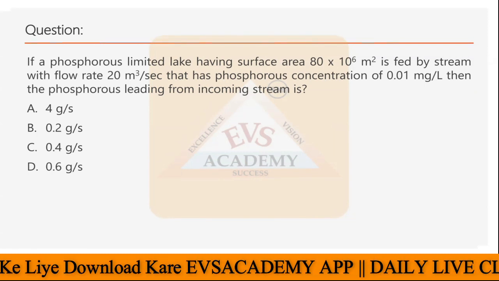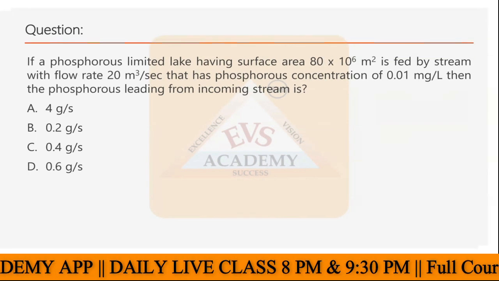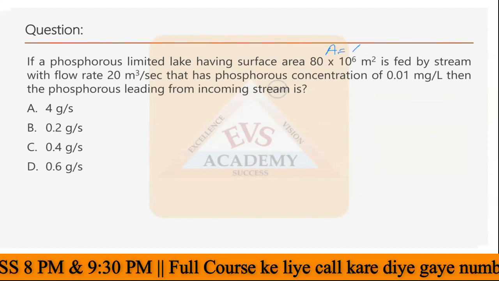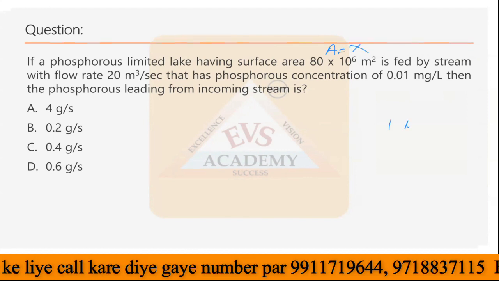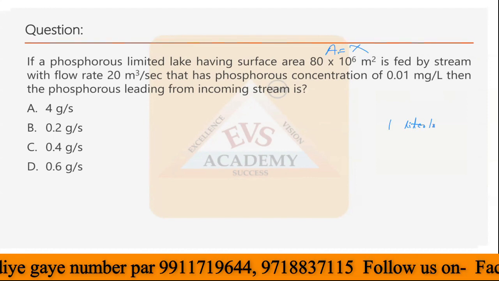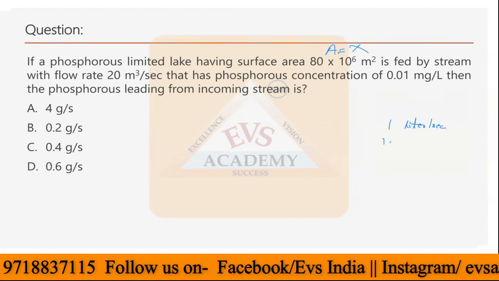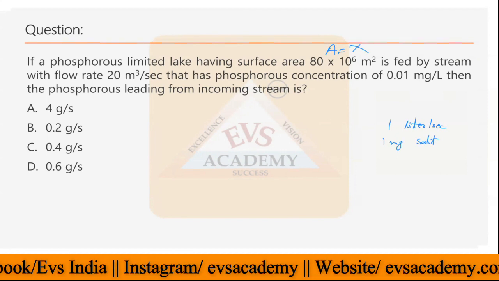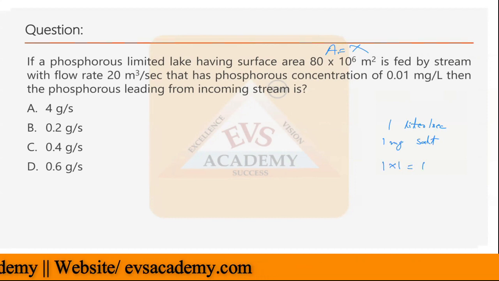So here the concentrations are in milligram per liter, then we have meter cube per second. So how to solve it? This area is of no use here. It is only provided to confuse you. Why? Because suppose 1 liter water is coming in 1 second, for example, and in 1 liter water we have, suppose, 1 milligram of salt. And if I am asking you how much salt is coming in 1 second, you will multiply 1 by 1 and tell 1 milligram of salt is coming in every second.